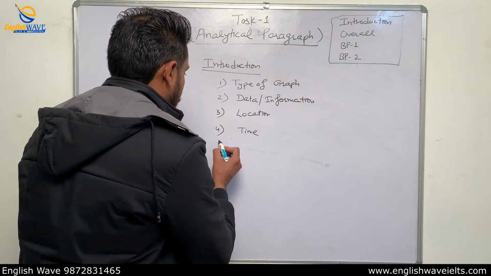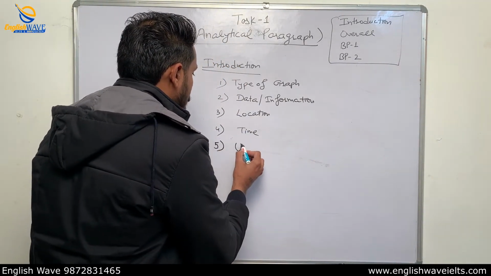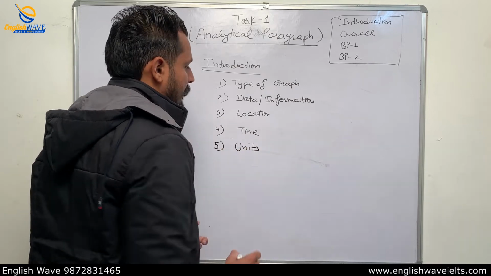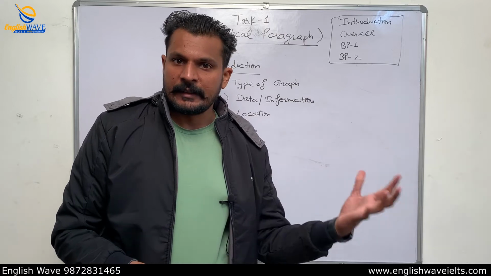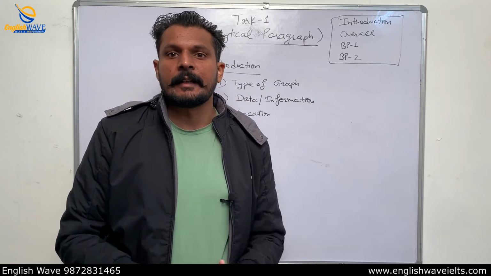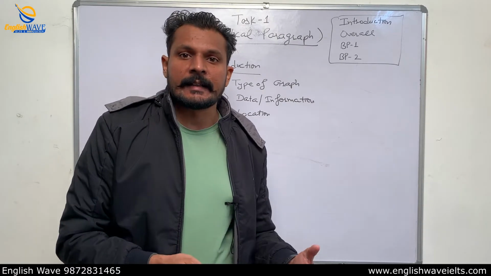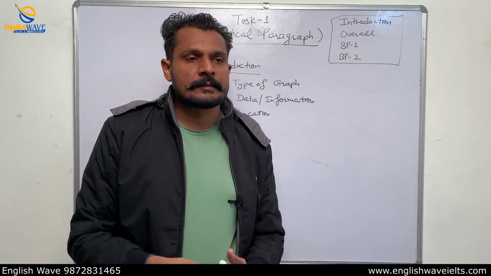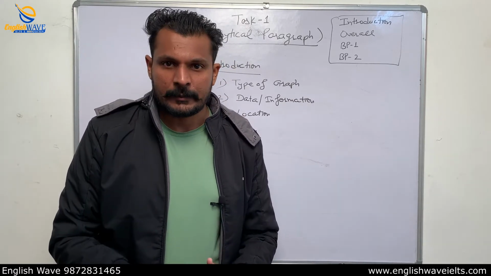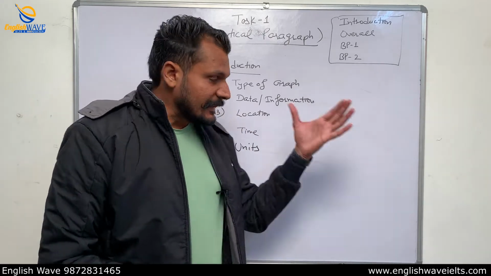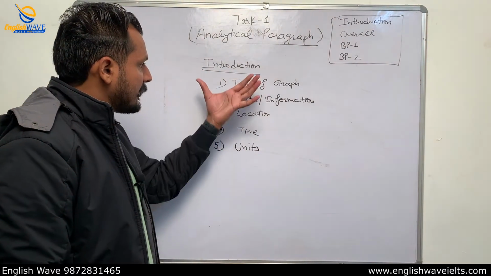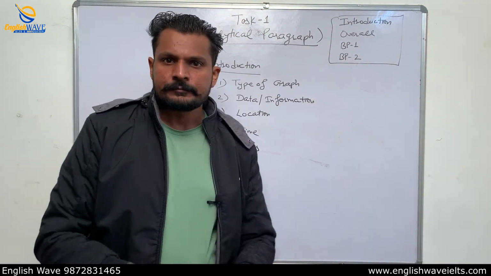Fifth thing, that is units. In what units the data is provided. It can be in numbers, it can be in thousands, lakhs, million, billions, or any other type of units can be given, like percentage. So these are the 5 things that we have to see while writing the introduction.